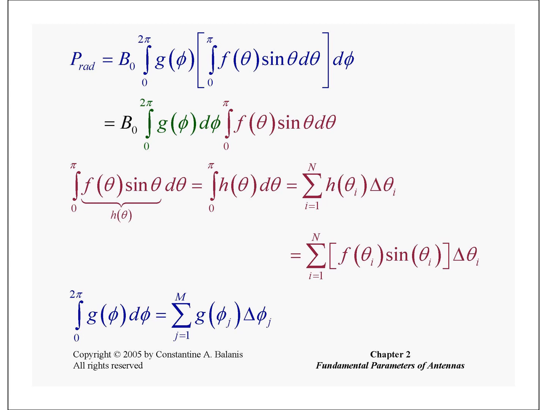Similarly, the other integral, the phi integral, can be approximated by a summation, j from 1 to m, of g phi j del phi j. Del phi is the differential or step size in the phi plane. We divide the phi plane into m samples. So if we take a total of m by n samples, we can sample the whole radiation pattern of the antenna, and then we can calculate the total radiated power by adding the contribution from each plane.